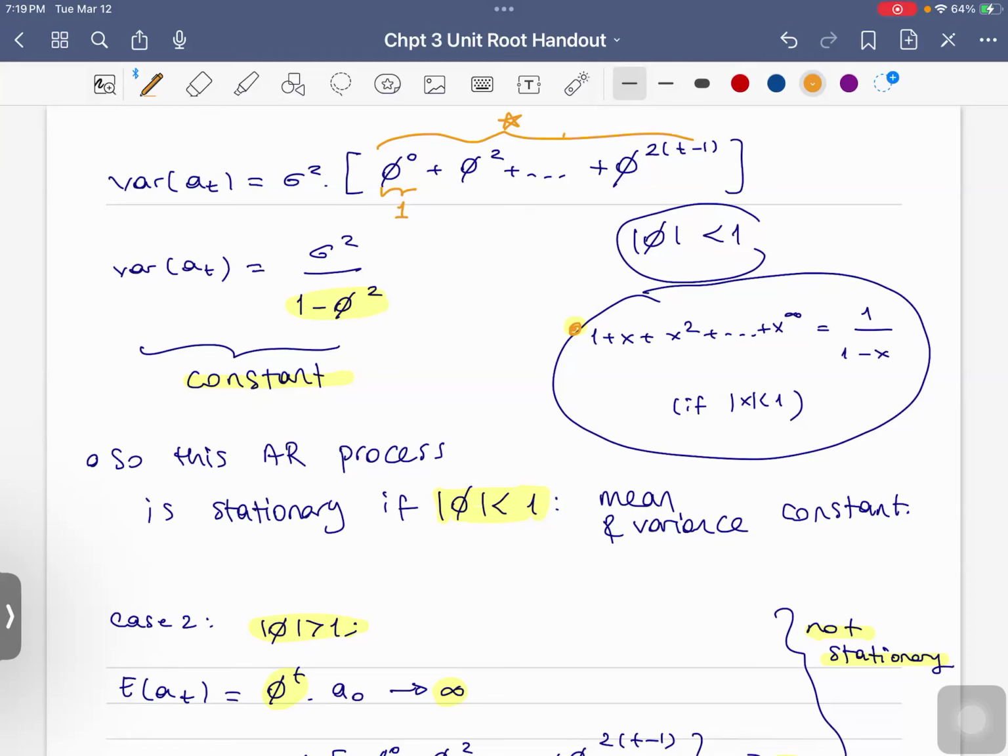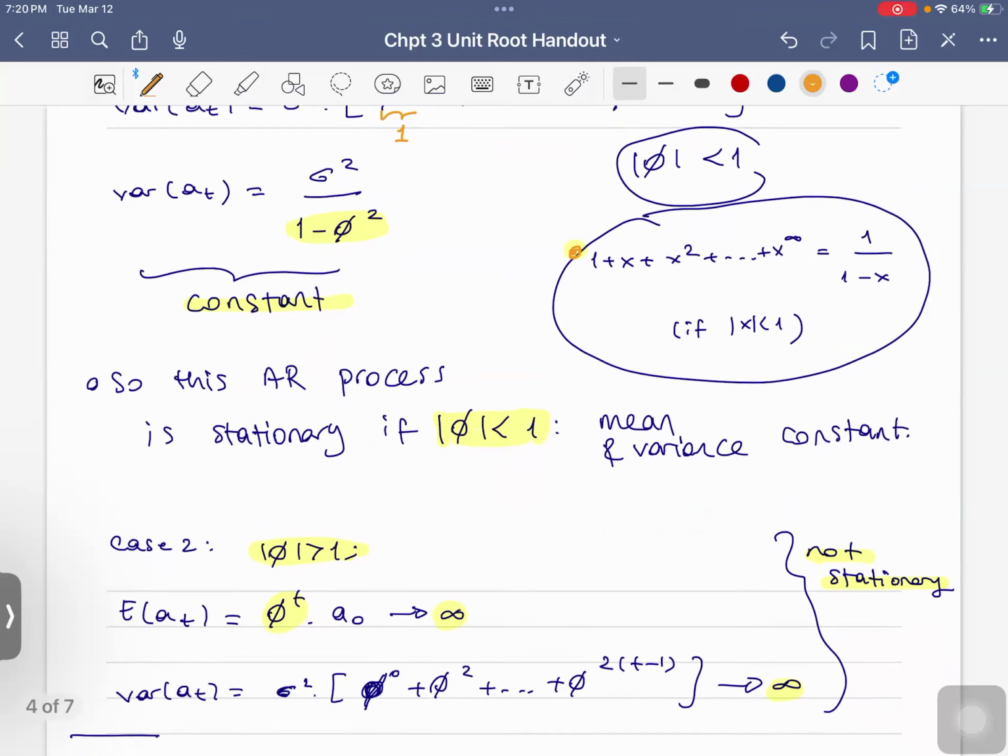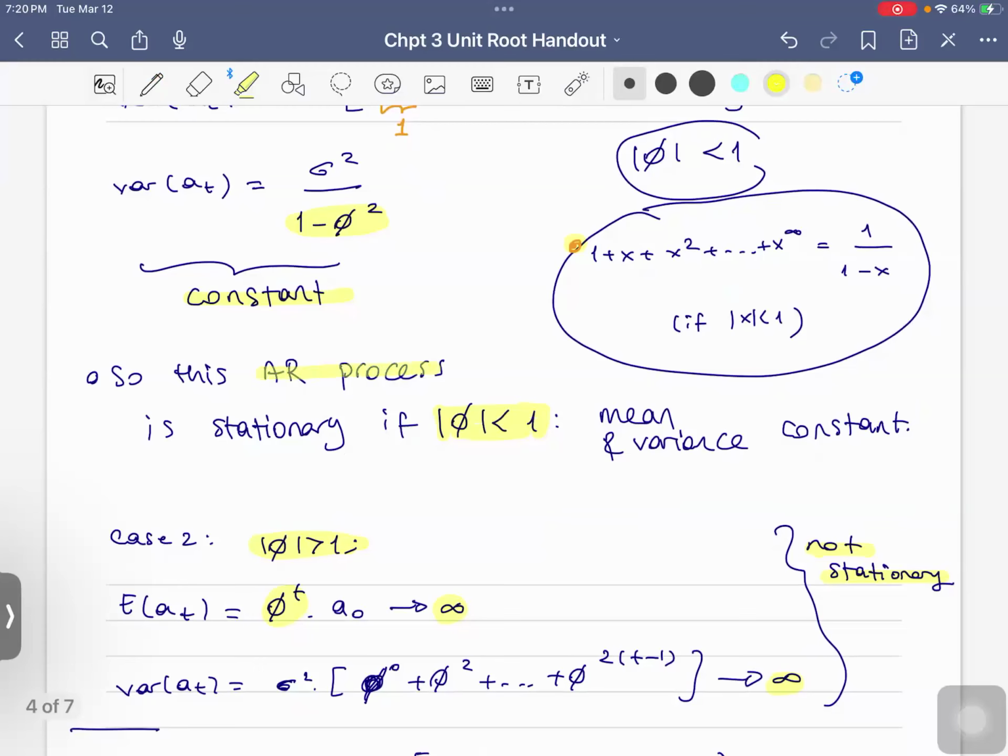So what is our constant then looking like? Sigma squared divided by 1 minus phi squared. Is this constant? Yes, that's great. Okay. So then we can conclude that our AR process would be stationary if this phi object is less than 1 in absolute value. Basically, we found that the mean and variance are constant.